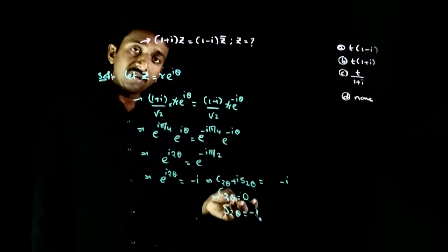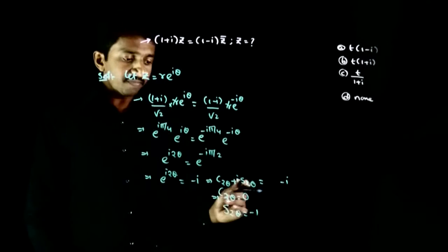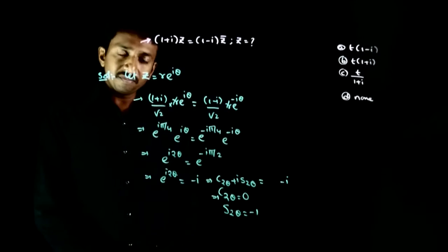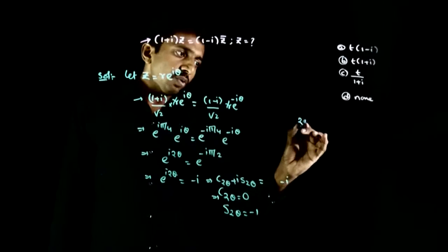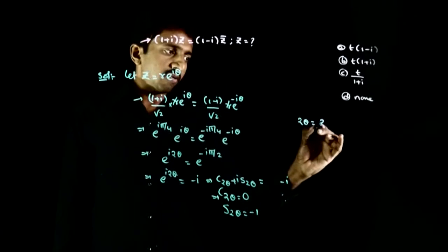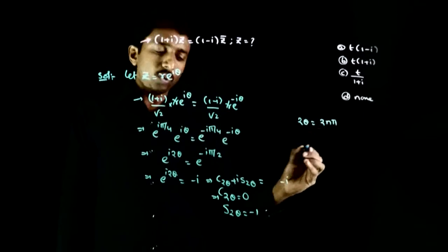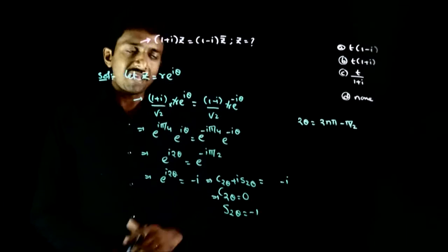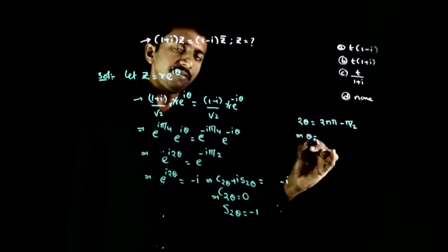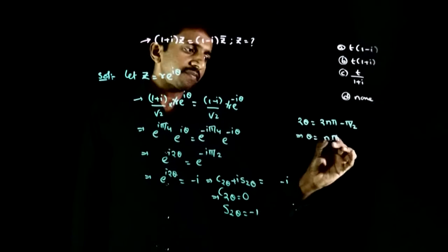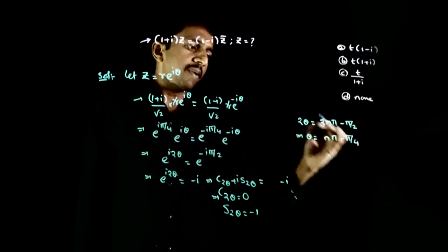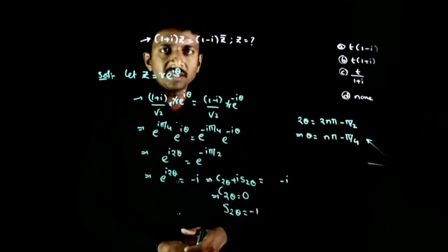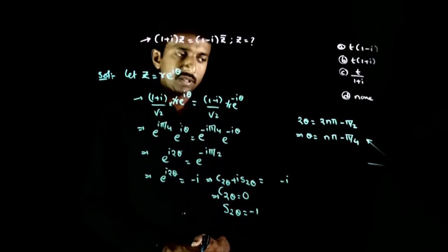So आपको 2 theta का जनरल सोल्यूशन क्या होगा? So these numbers corresponds to minus pi by 2. So 2 theta का जनरल सोल्यूशन जो है that will be 2n pi minus pi by 2. So theta is equal to n pi minus pi by 4.